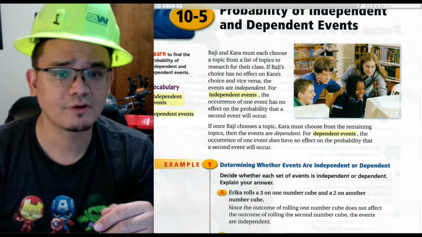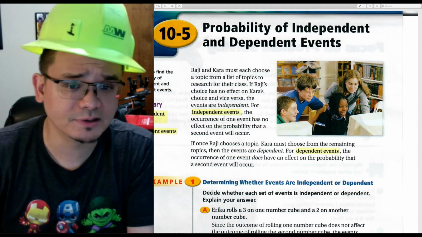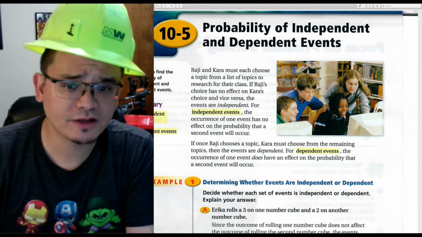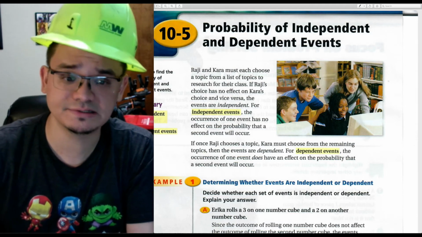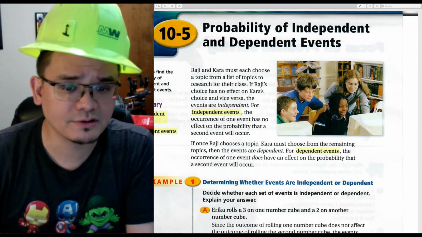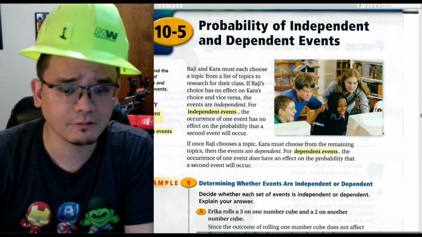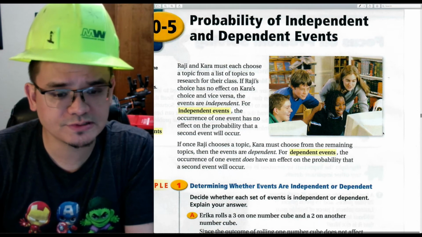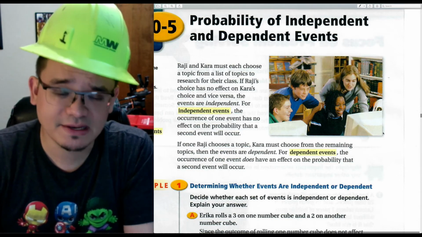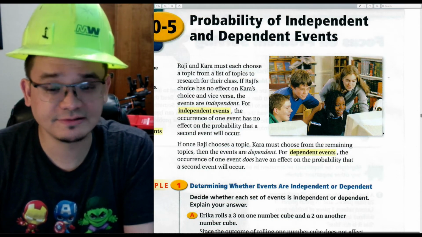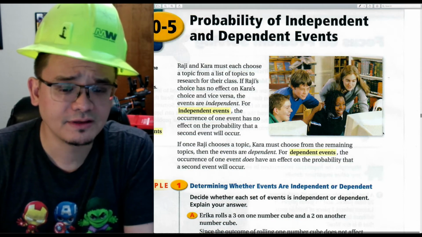Okay, Raji and Kara must each choose a topic from a list of topics to research for the class. If Raji's choice has no effect on Kara's choice and vice versa, the events are independent. For independent events, the occurrence of one event has no effect on the probability that a second event will occur. If once Raji chooses a topic, Kara must choose from the remaining topics, then the events are dependent. For dependent events, the occurrence of one event does have an effect on the probability that a second event will occur.